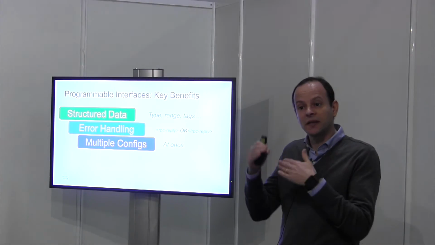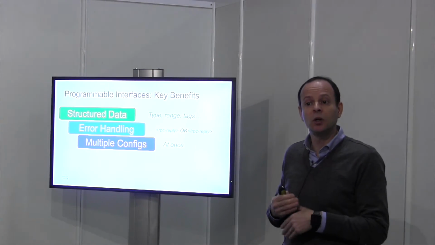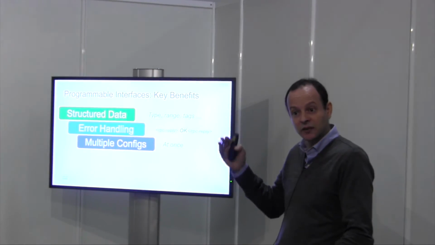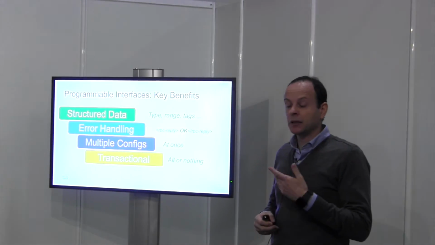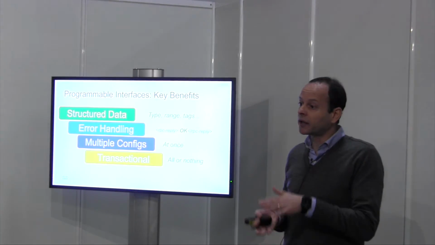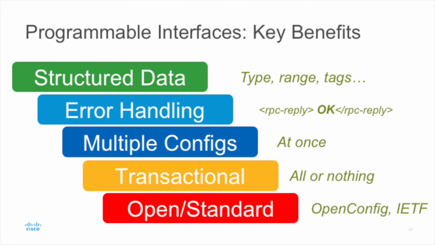Multiple configs. So in the same operation, you can have multiple configs up to the entire configuration of the device itself. And transactional, so either all the configuration in the operation are successful or none. So if there is only one that is not working fine, we roll back so that we don't leave the device in inconsistent state. That's key.